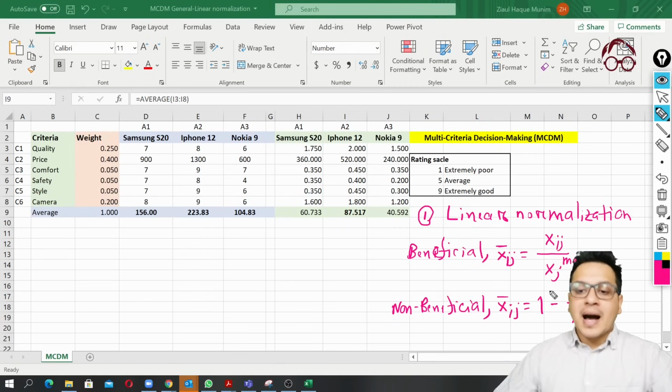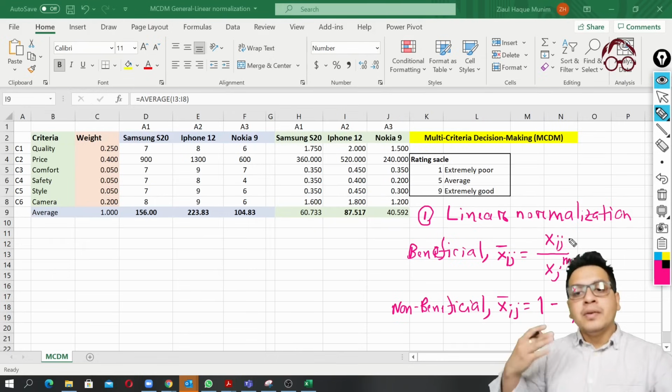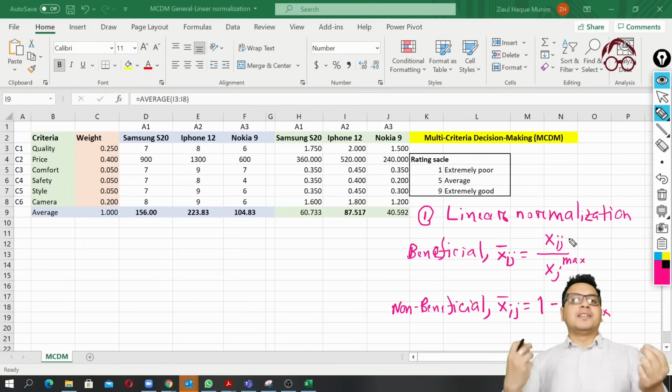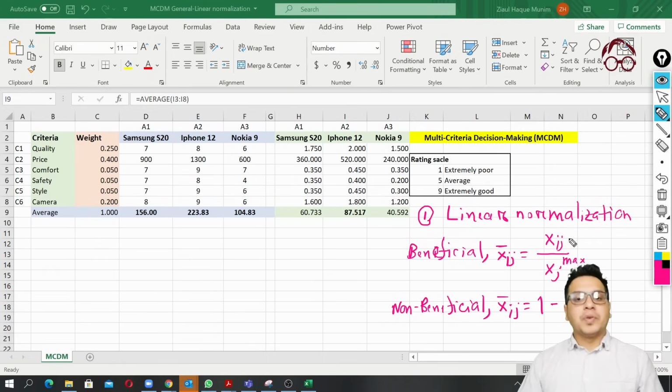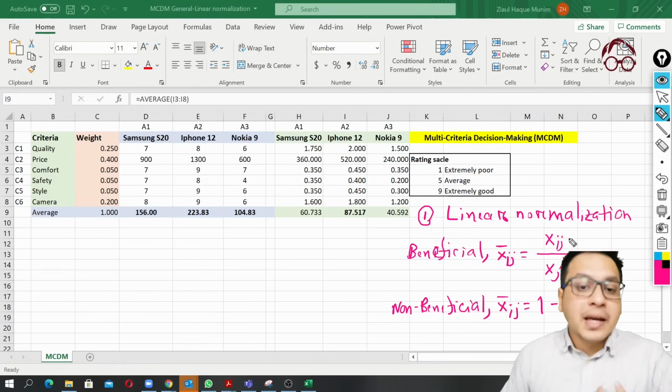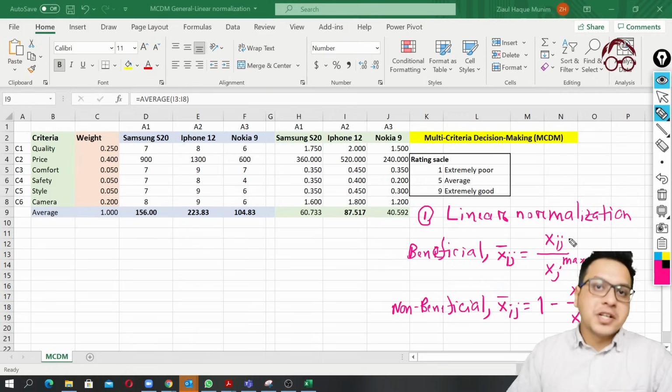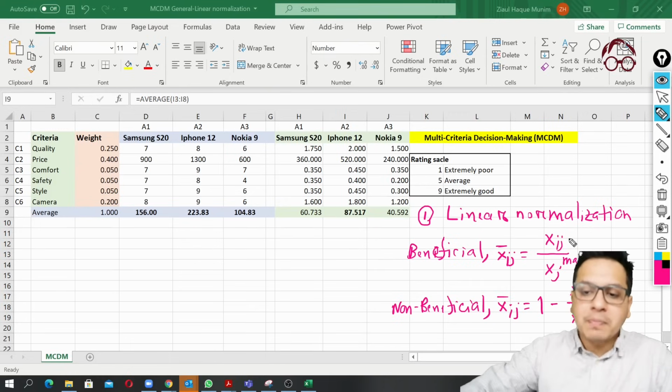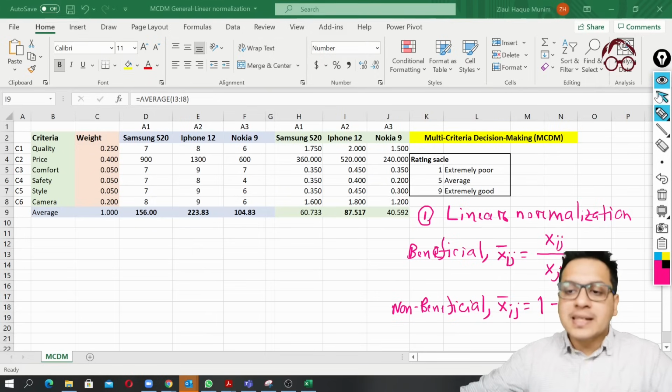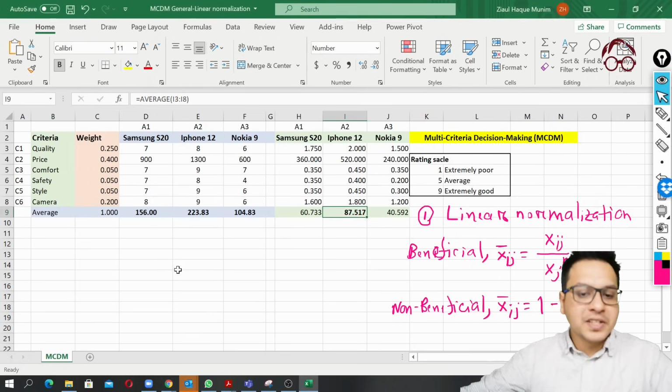Okay, so here by xij we denote that it's the rating of an alternative i under criteria j. We explained it in our lecture on basic notations in multi-criteria decision making, right? So now let's have a look at how to really solve this issue.